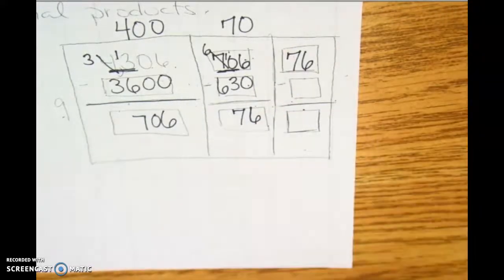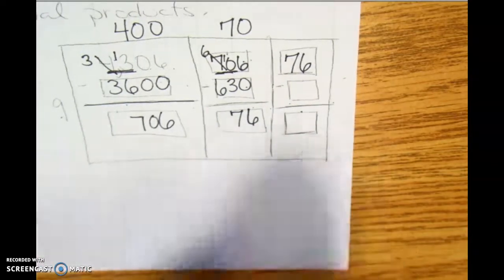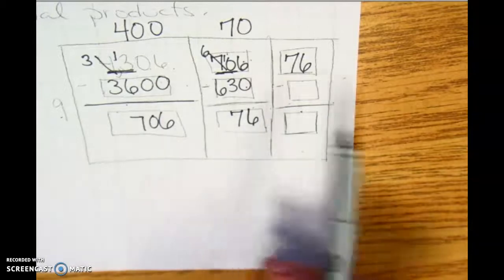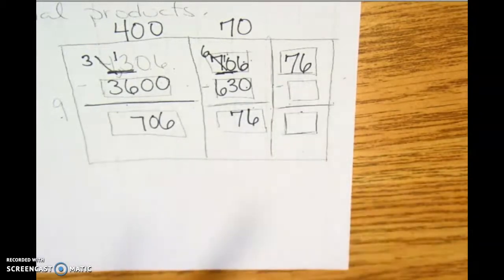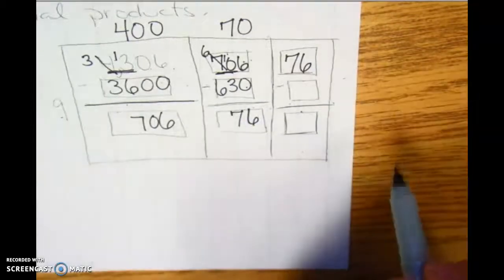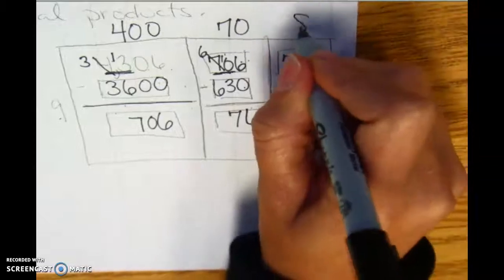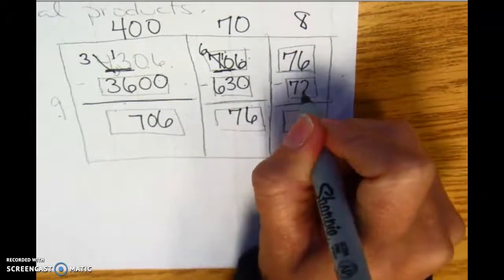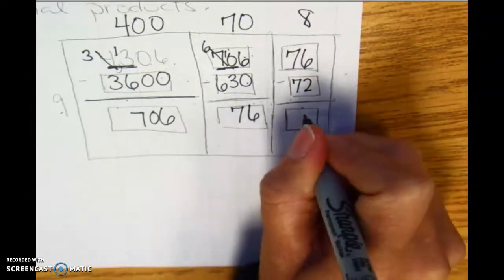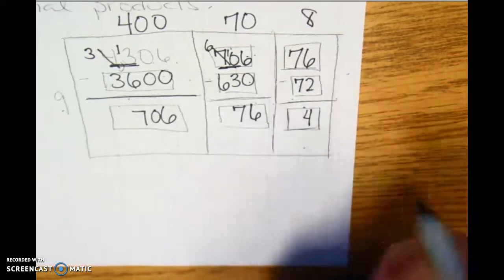Now, what multiple of 9 can get me as close as possible to 76? This is where it is more similar to the standard algorithm when they have the preset boxes because they have to pick the multiples that are closest to that number. Whereas if they're creating their own boxes, they could just keep expanding. So 9 times 8 is 72. 6 minus 2 is 4. 7 minus 7 is 0.